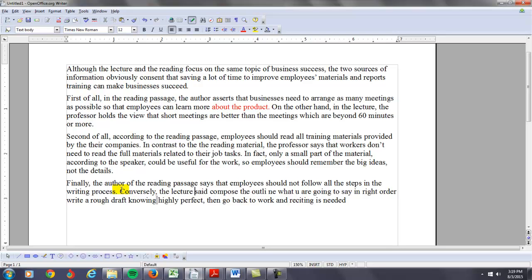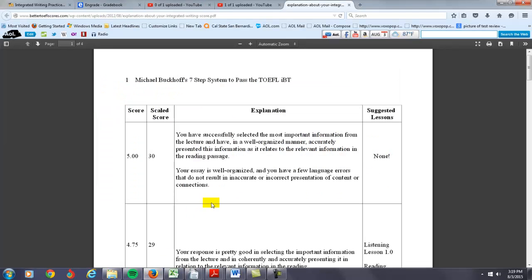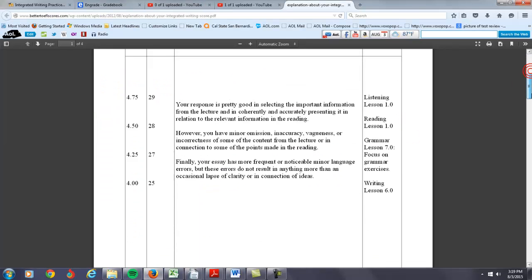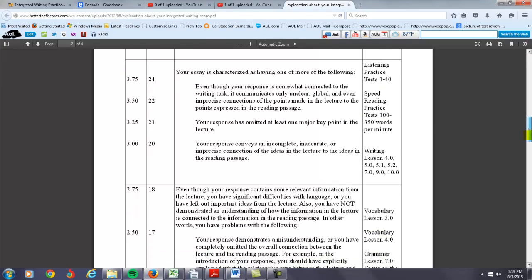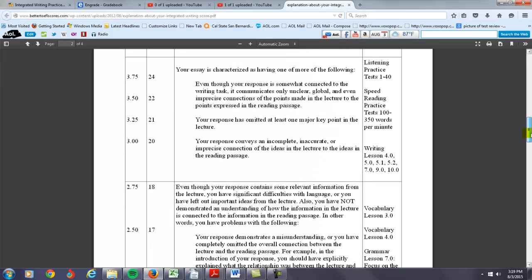So now what I want to do is to give you a score, and then I will read a sample essay with you so you can see where you are. So I don't know, maybe 3 or maybe in the 2 range. Let me see, 2. You're a 3. Your response conveys an incomplete, inaccurate, or imprecise connection of the ideas in the lecture to the ideas in the reading passage. Your response omitted at least one major key point in the lecture.